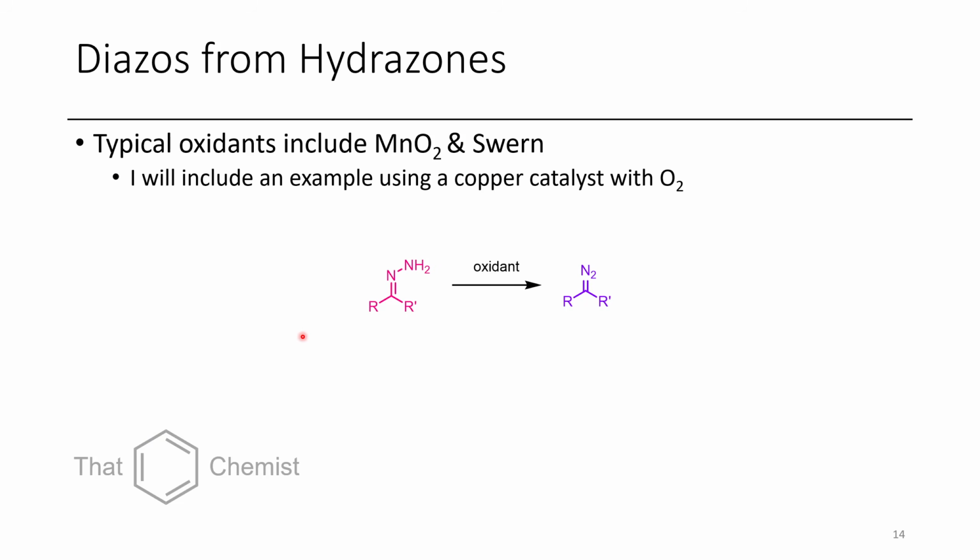Now the next approach that you could take is the treatment of a hydrazone with an oxidant. So if this is just a normal hydrazone, you have to convert this to the N2 derivative. If you have the tosyl derivative, you can more easily form the product just under basic conditions, but here an oxidant has to be used.